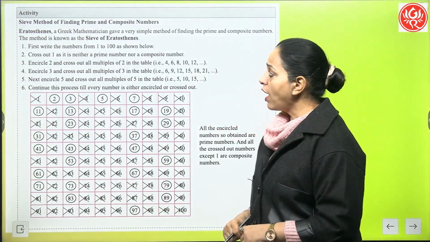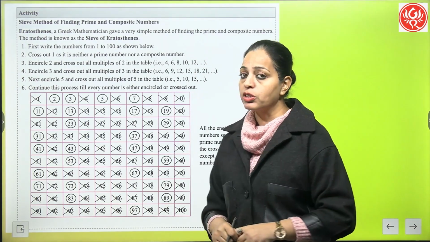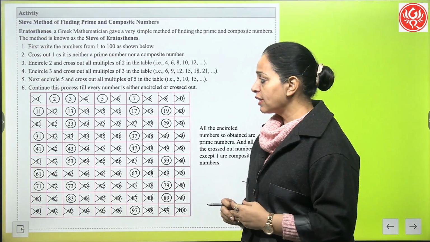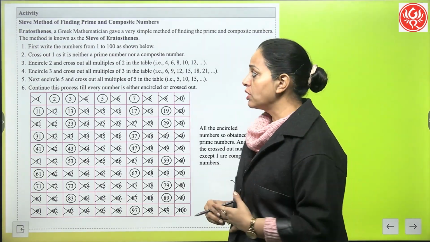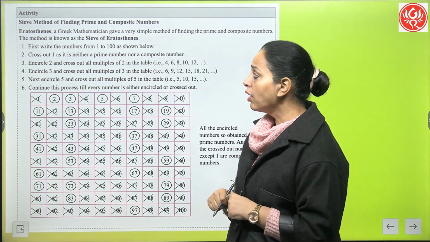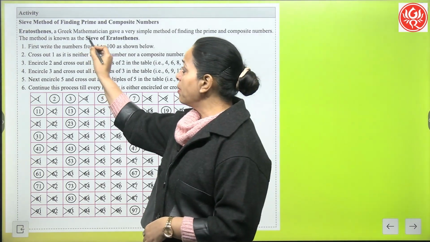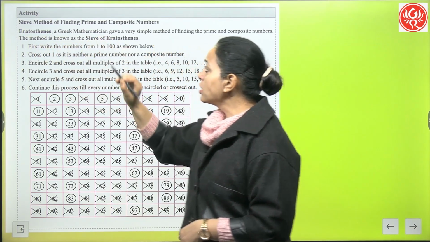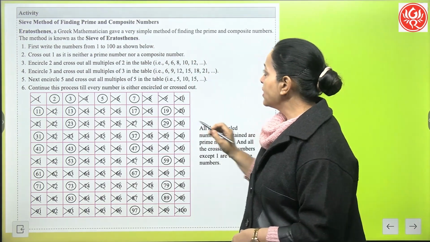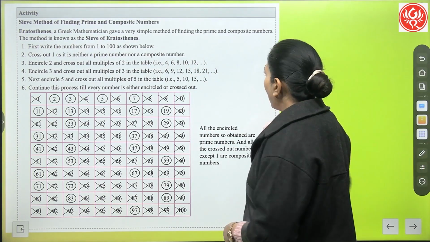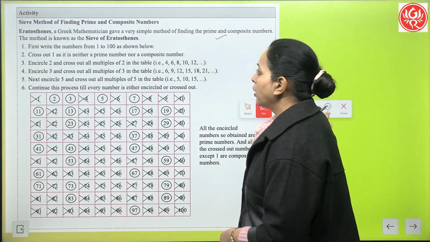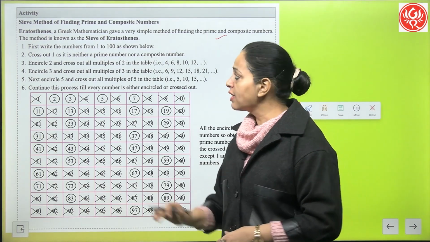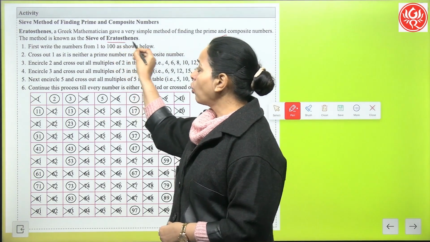See, method of finding prime and composite numbers. Now we have a method by which we can find out prime and composite numbers. So you have heard about it. A Greek mathematician whose name is Eratosthenes gave a very simple method of finding the prime and composite numbers. So this method is known as the sieve of Eratosthenes.